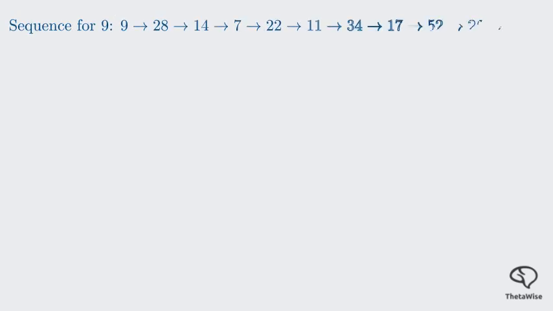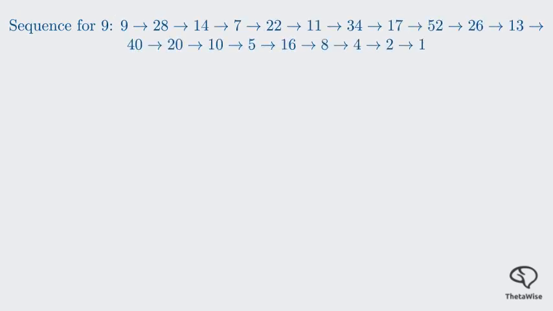The sequence for 9 is 9, 28, 14, 7, 22, 11, 34, 17, 52, 26, 13, 40, 20, 10, 5, 16, 8, 4, 2, 1. If you got that right, you're in great shape. You've successfully traced a Collatz sequence, accomplishing our objective for this scene.